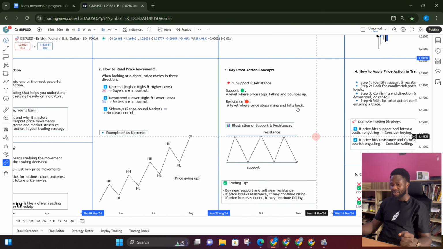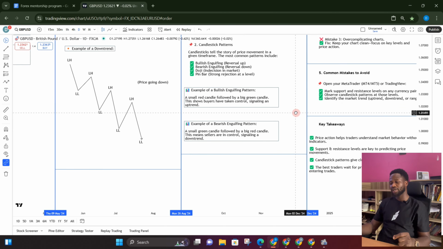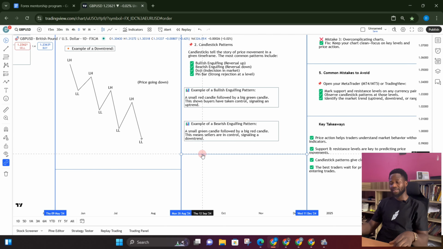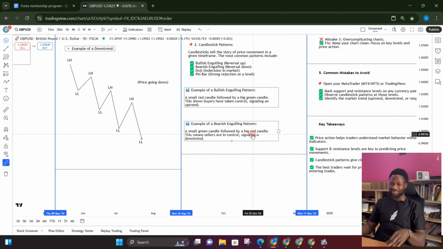All right, now let's look at the bearish engulfing. You see the definition is reversal up, and a bearish engulfing candle means reversal down. And this is what the bearish engulfing candle pattern means: a small green candle followed by a big red candle.